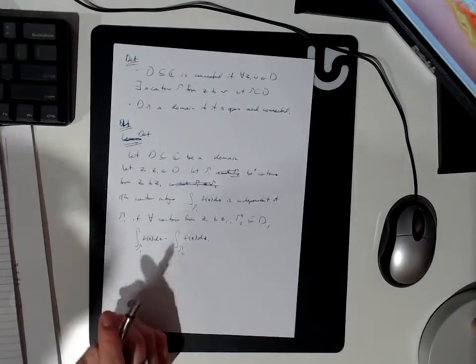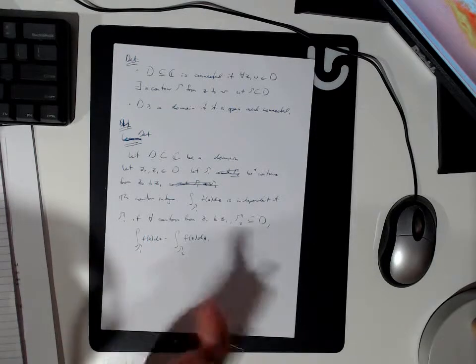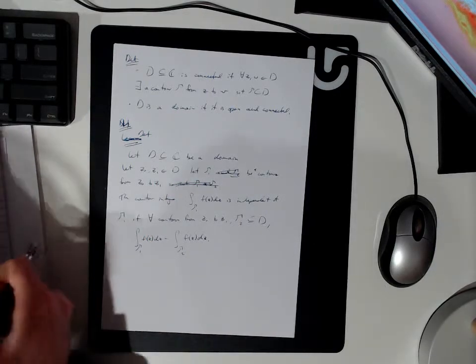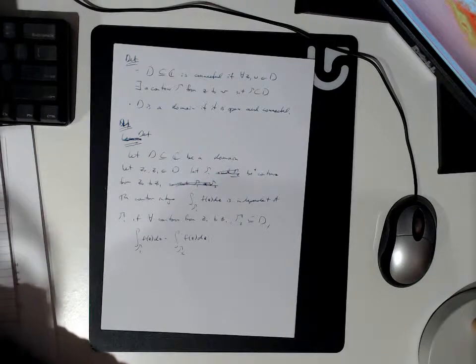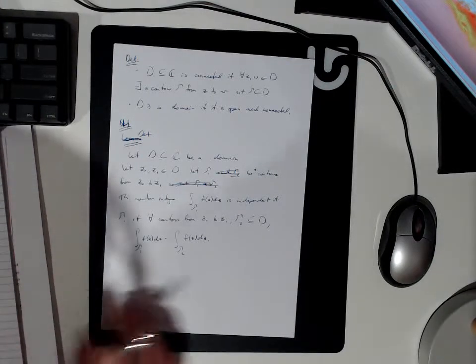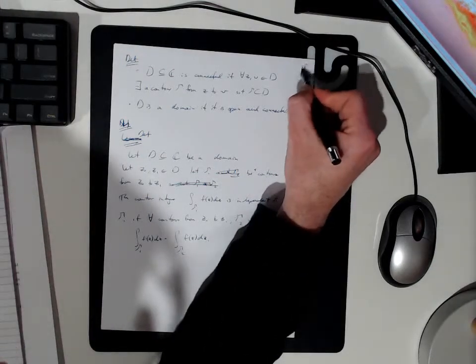So I've already shown before that that's not the case for the real part of z, and the particular contours that we were looking at before. So we know that we have an example where that is not the case.